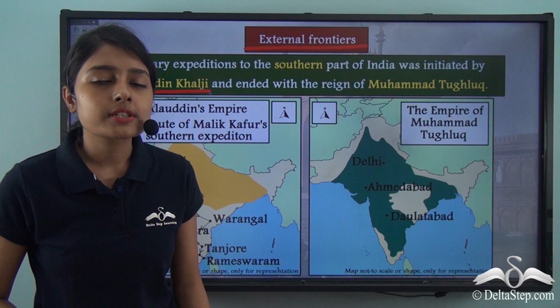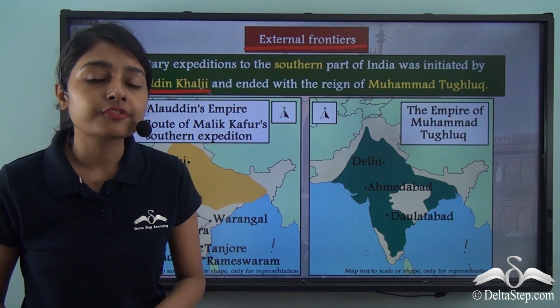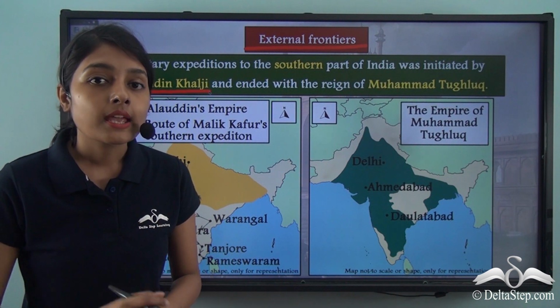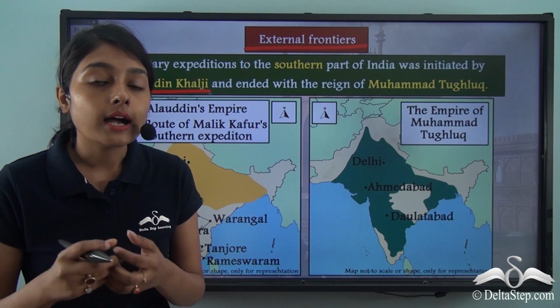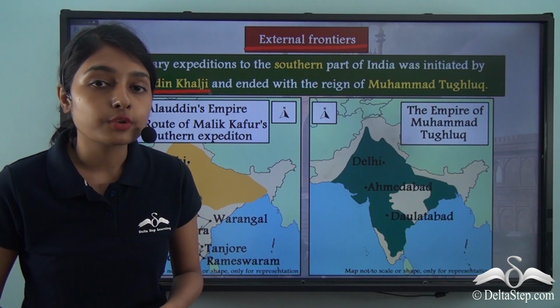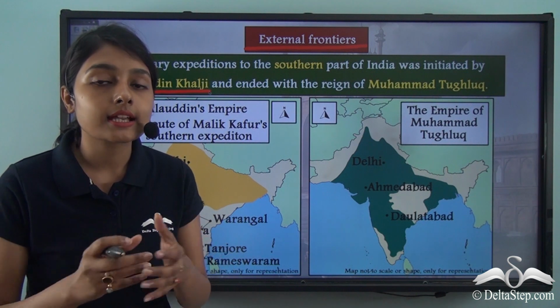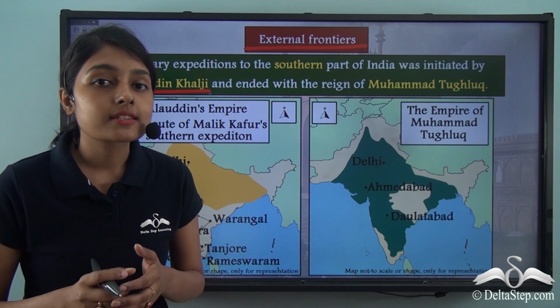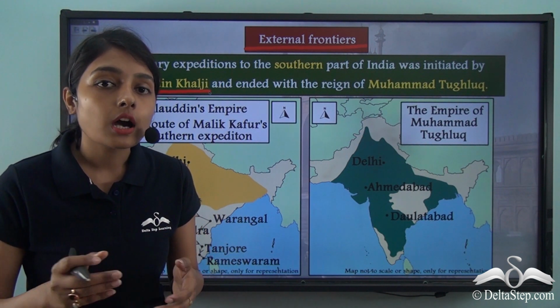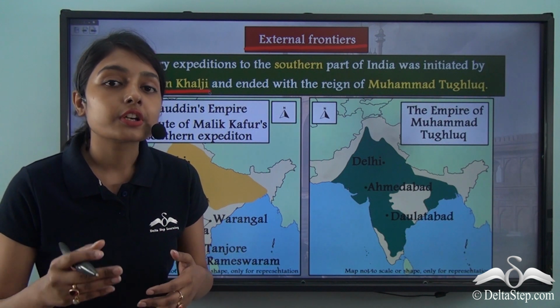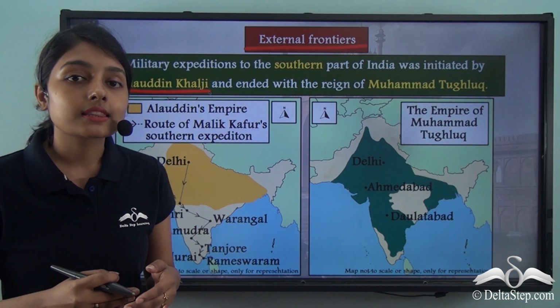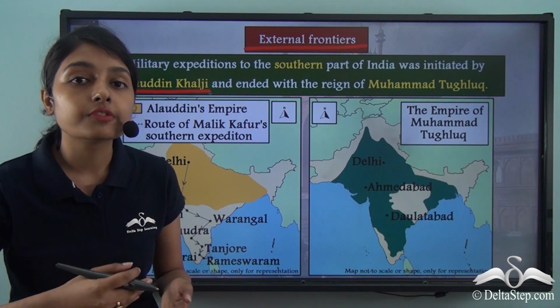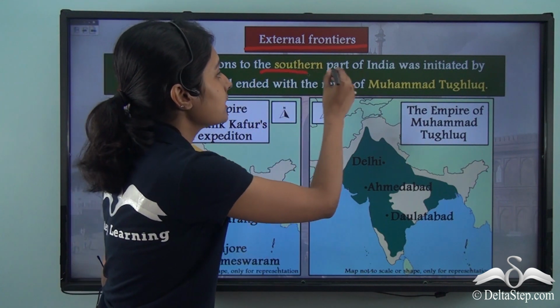Alauddin Khalji was the mightiest of sultans of the Khalji dynasty, and it was he who, under the leadership of Malik Kafur, carried out the Deccan Expedition. What did this Deccan Expedition mean? On account of this Deccan Expedition, for the first time, the Delhi Sultanate now travelled beyond the river Narmada into the southern part of India.